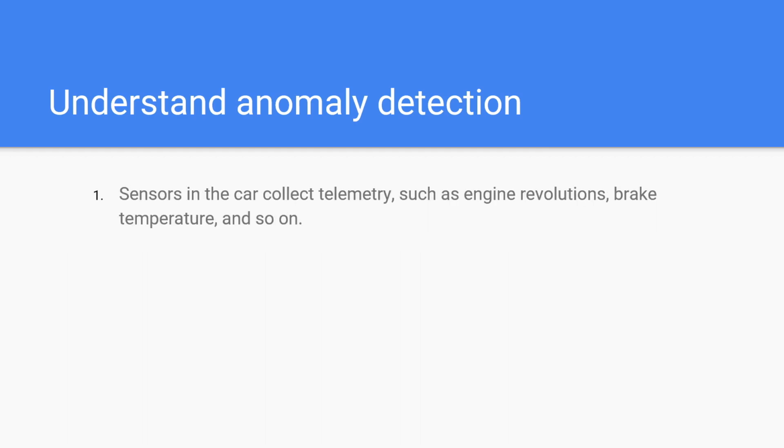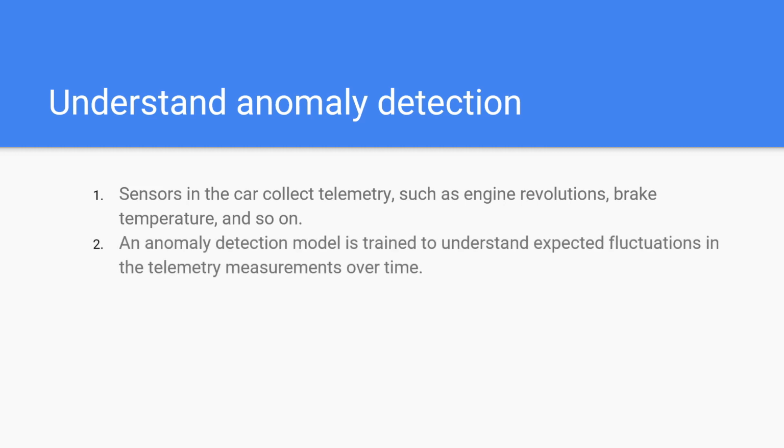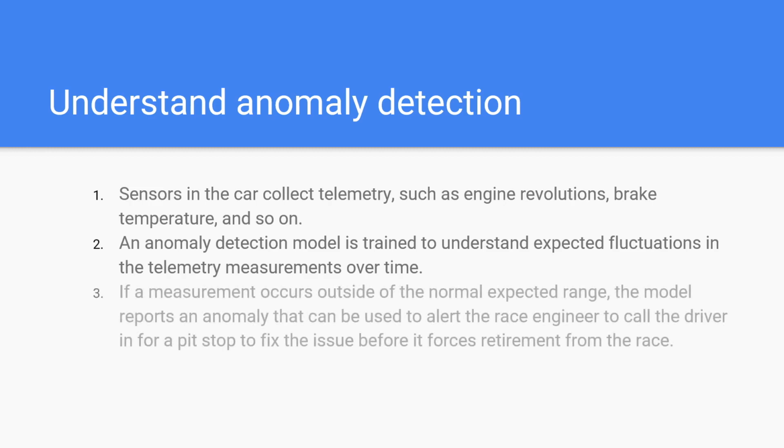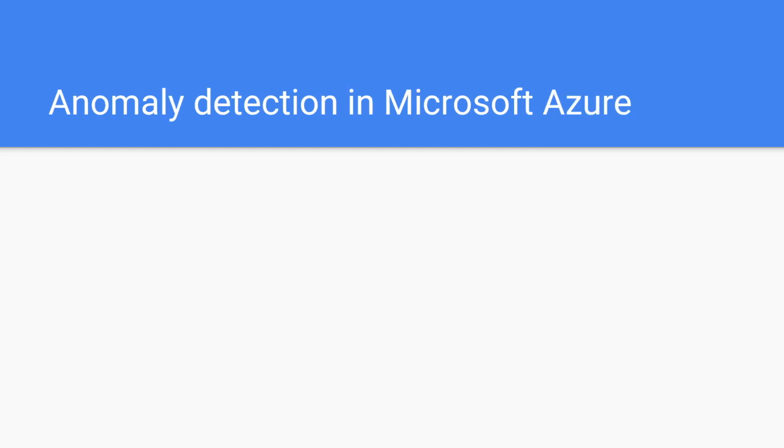So first, sensors in the car collect the telemetry, such as engine revolutions, brake temperatures, and so on. An anomaly detection model is trained to understand unexpected fluctuations in the telemetry measurements over time. If a measurement occurs outside of the normal expected range, the model reports an anomaly that can be used to alert the race engineer to call the driver in for a pit stop to fix the issue before it forces retirement from the race. Now, anomaly detection in Microsoft Azure.